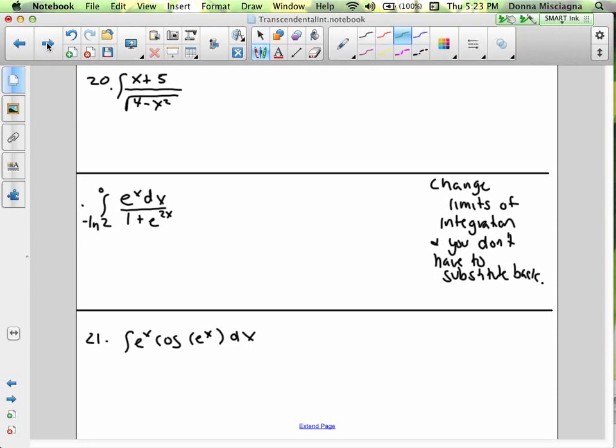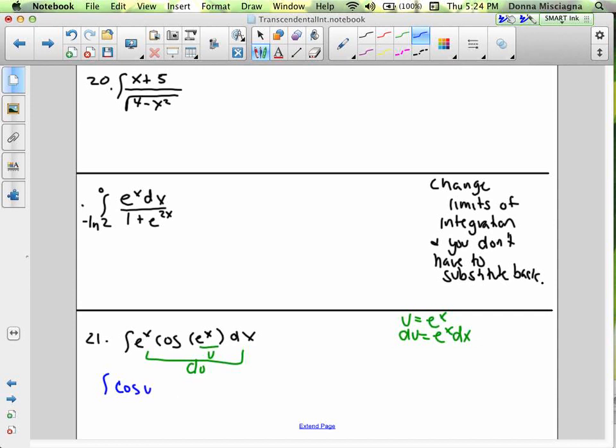Because I'm probably going to have to do this in 2 tapes anyway, just so it doesn't get too much over 30 minutes. So this was going to be a u-substitution. u is e to the x, and du, of course, is e to the x dx. All right, so we have everything we need, right? So this will be replaced with the u, and this will be replaced with the du, and the e to the x stays.